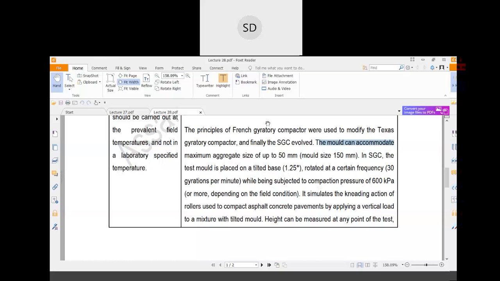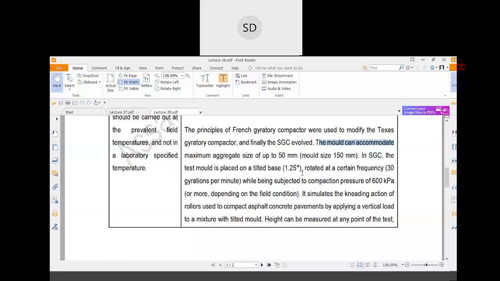So basically the tilting condition is provided to simulate the actual field condition. Okay, and it would be rotated to uniformly distribute the load over the pavement surface, and the compaction pressure would be 600 kPa. Now this compaction pressure is also not fixed. That compaction pressure will depend on the field condition.